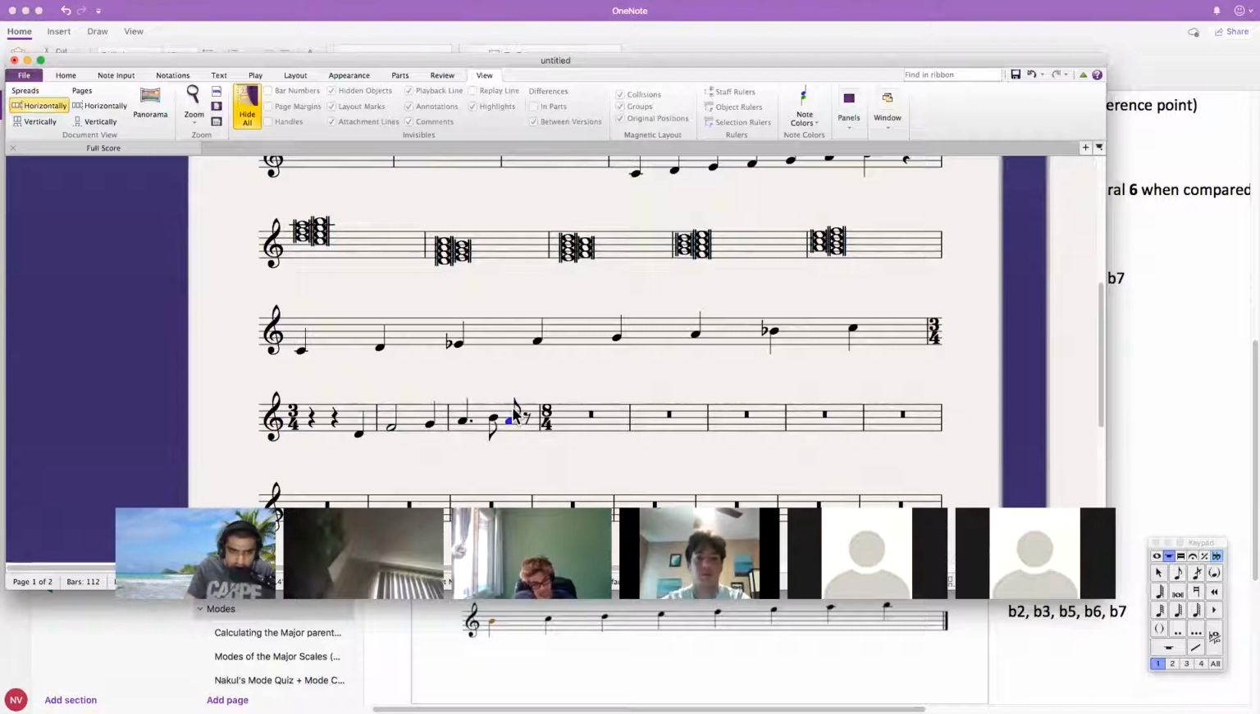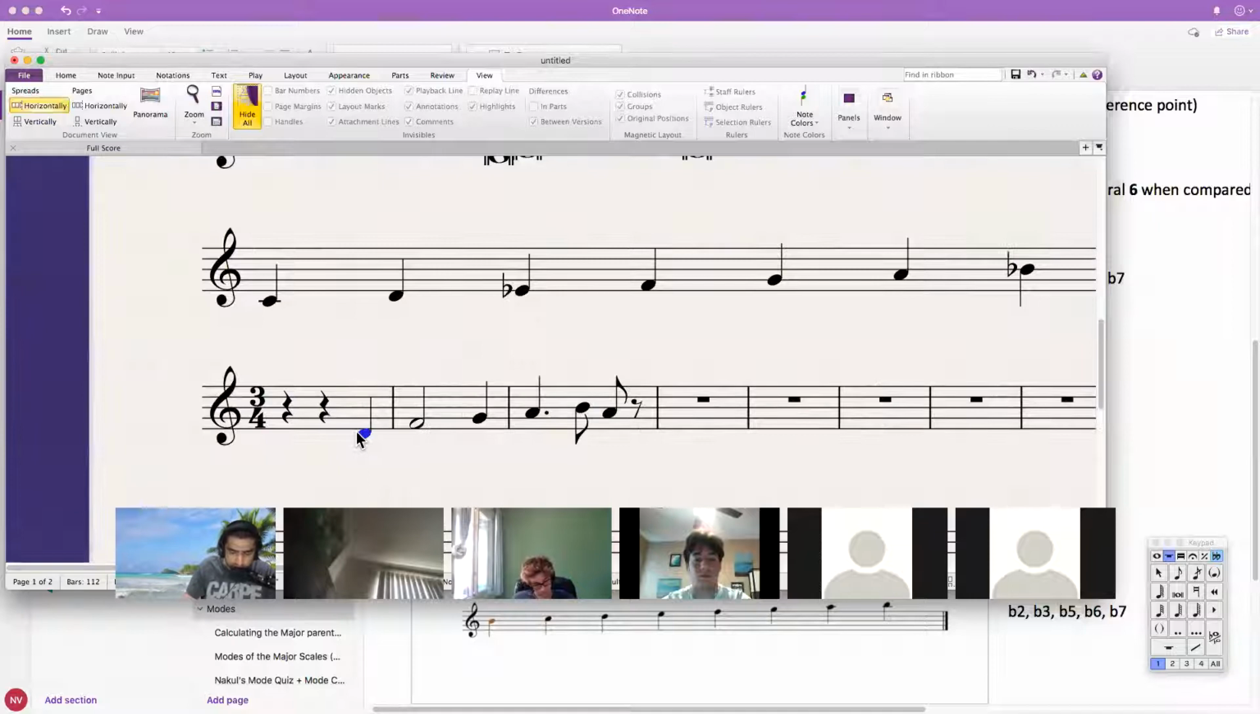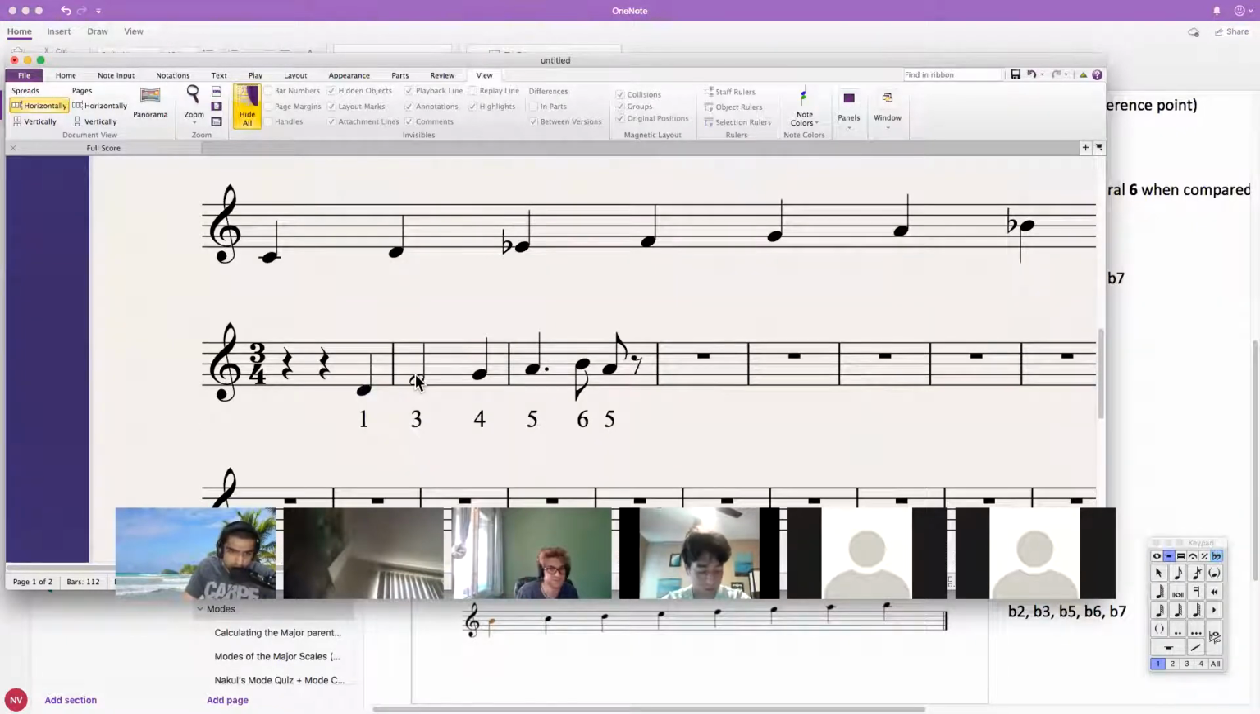Right? Da, da, da, da, da. Now, if I put the scale degrees here, what I have is 1, 3, 4, 5, 6, 5. Right? These are the scale degrees without talking about whether they're flat or sharp in relation to major.